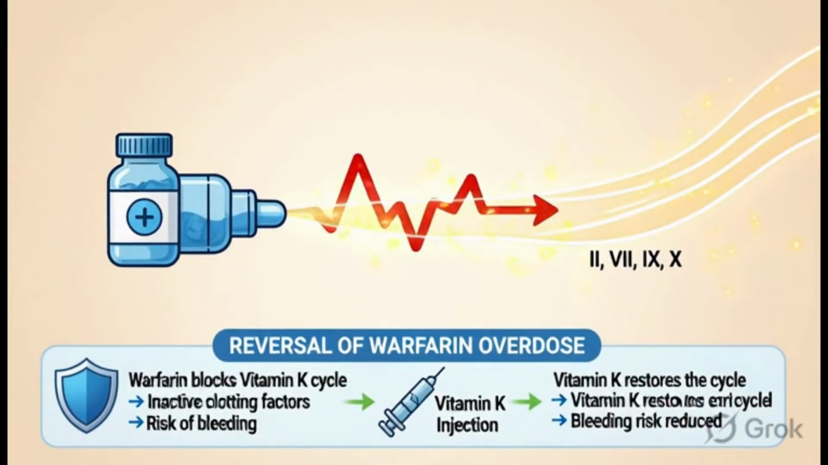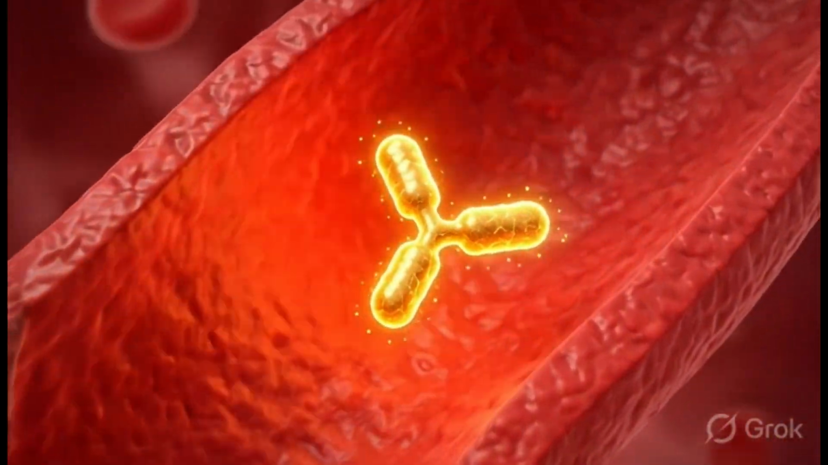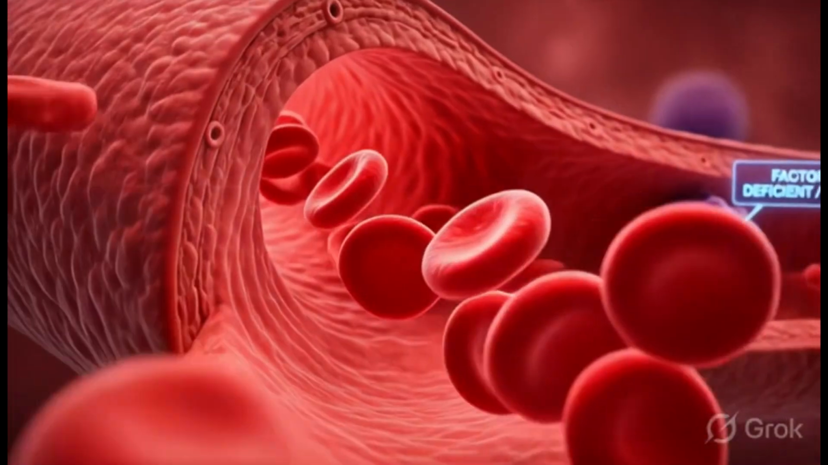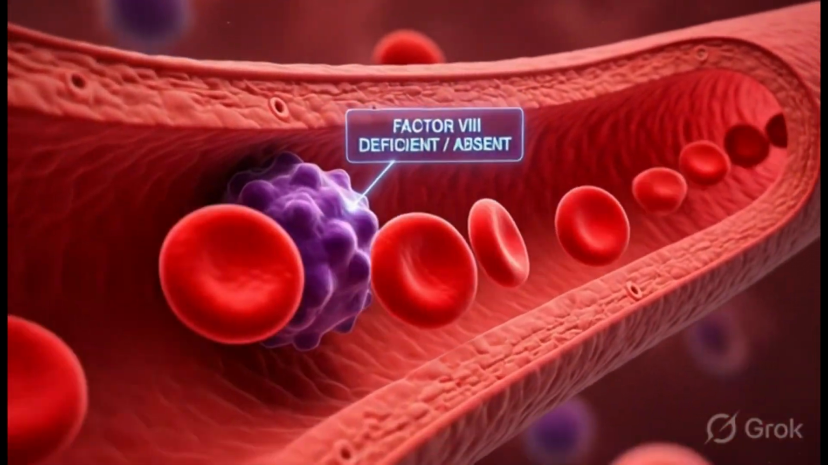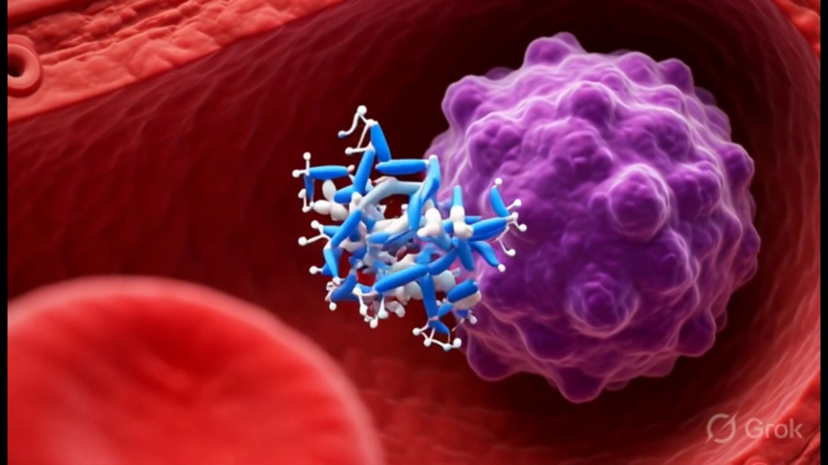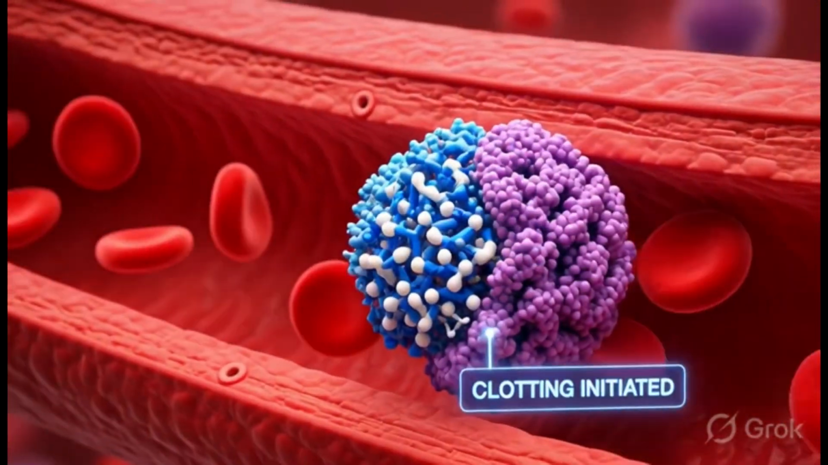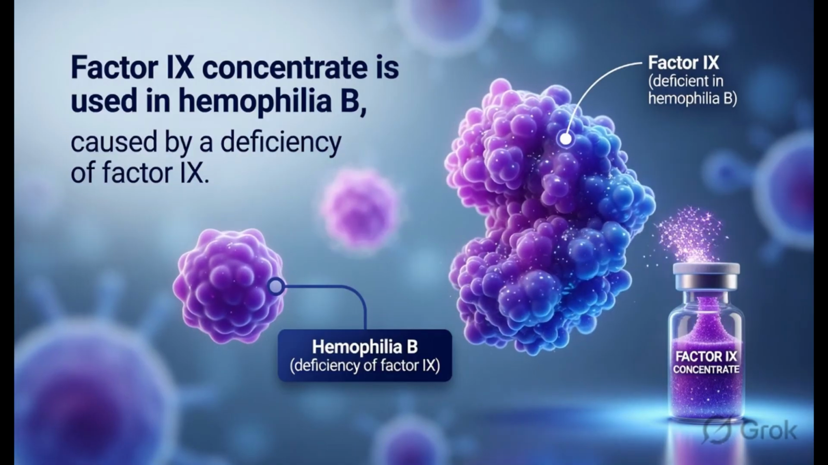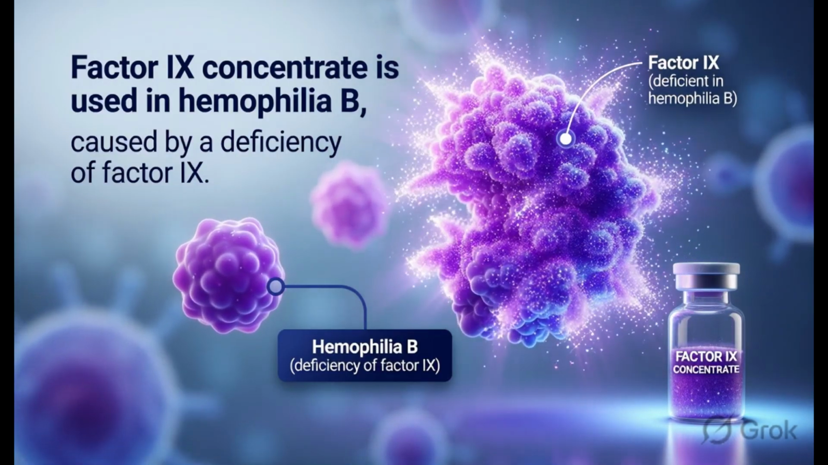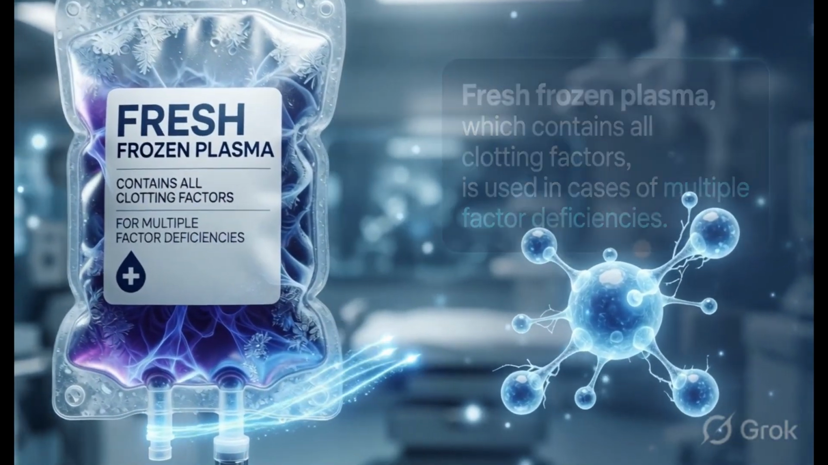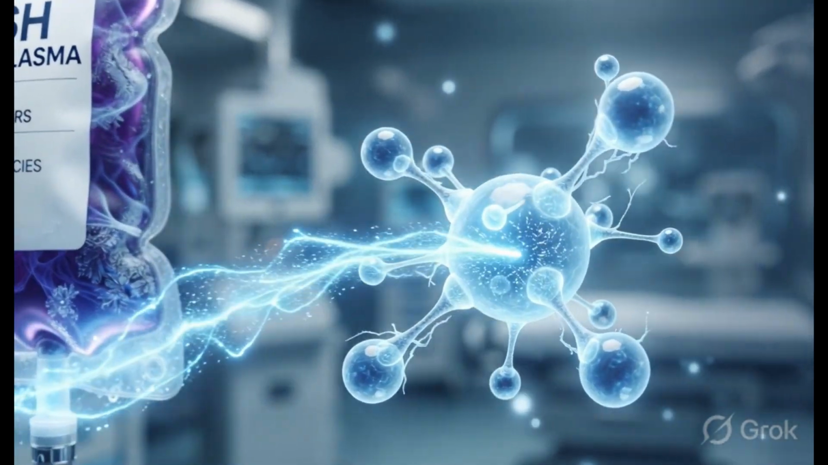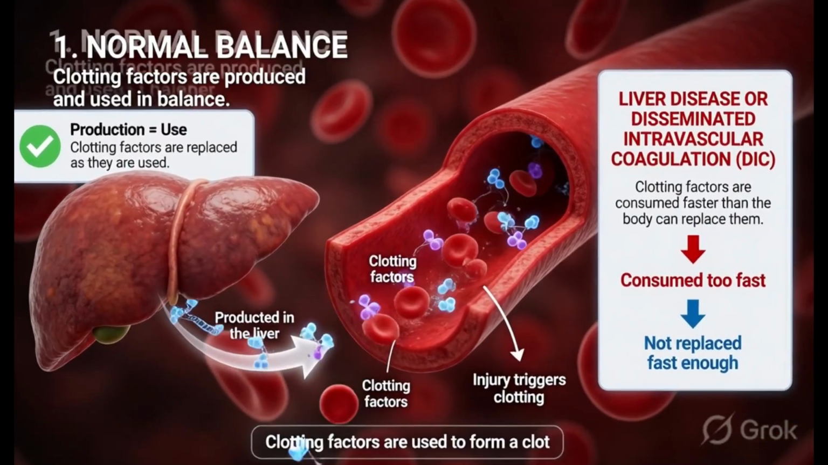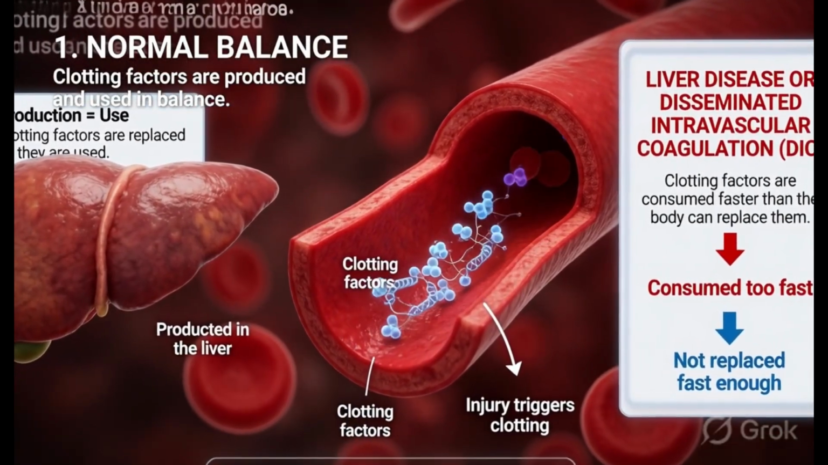Clotting factor replacements are used when a patient is missing a specific clotting factor. Factor VIII concentrate is used in Hemophilia A, a genetic disorder in which factor VIII is deficient or absent, leading to prolonged bleeding after injury or spontaneous bleeding into joints and muscles. Factor IX concentrate is used in Hemophilia B, caused by a deficiency of factor IX. Fresh frozen plasma, which contains all clotting factors, is used in cases of multiple factor deficiencies, such as in liver disease or disseminated intravascular coagulation, a condition in which clotting factors are consumed faster than the body can replace them.